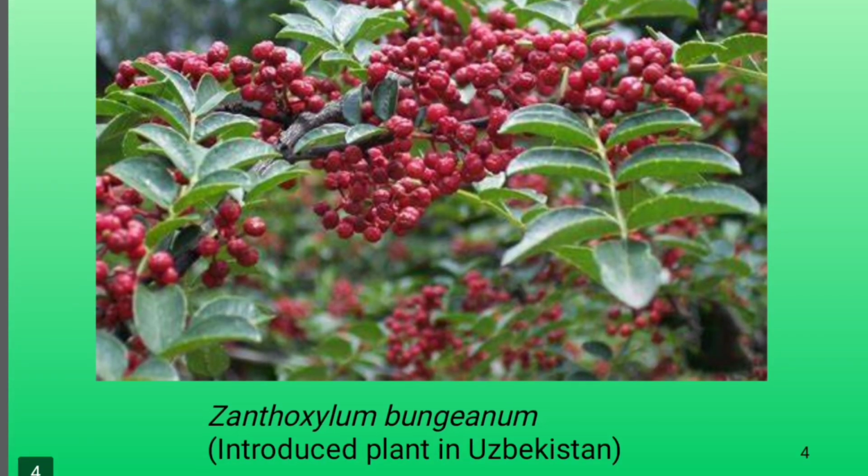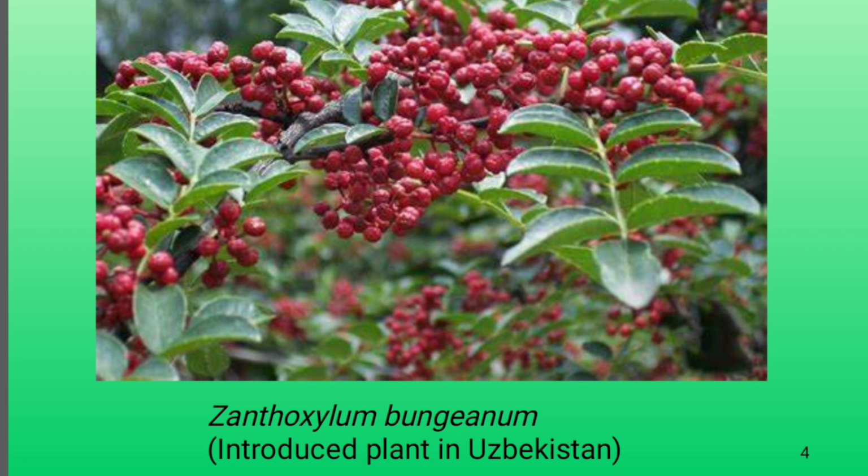Here you see an example of an introduced plant species in Central Asia, in Uzbekistan, Turkmenistan, and other parts of Central Asia. This is Xanthoxylum bungeanum. Xanthoxylum is native to temperate regions. It is also found in Europe and South Asia, but it is introduced to Central Asia. So this is an example of an introduced species, Xanthoxylum.